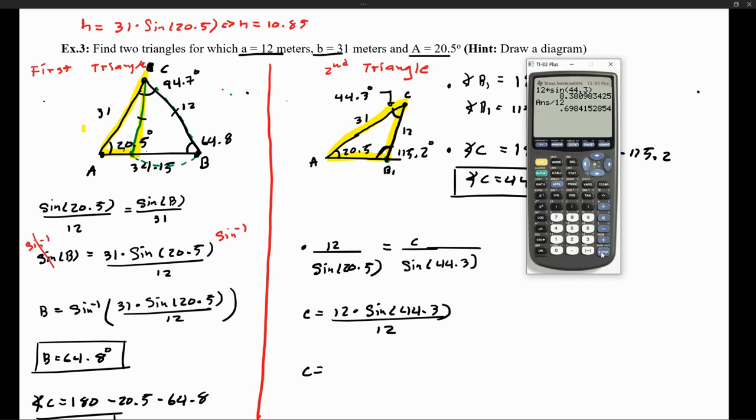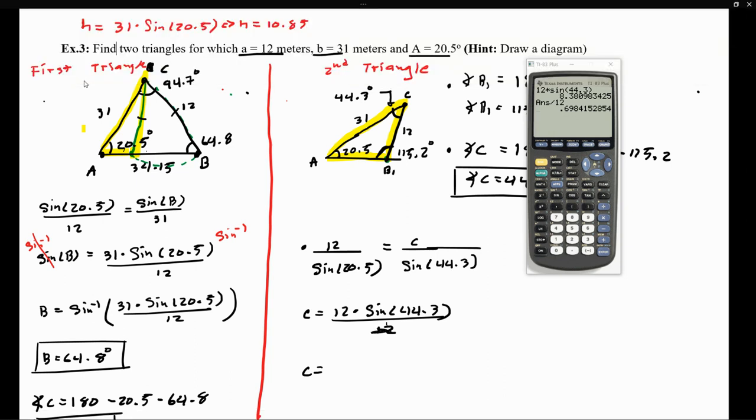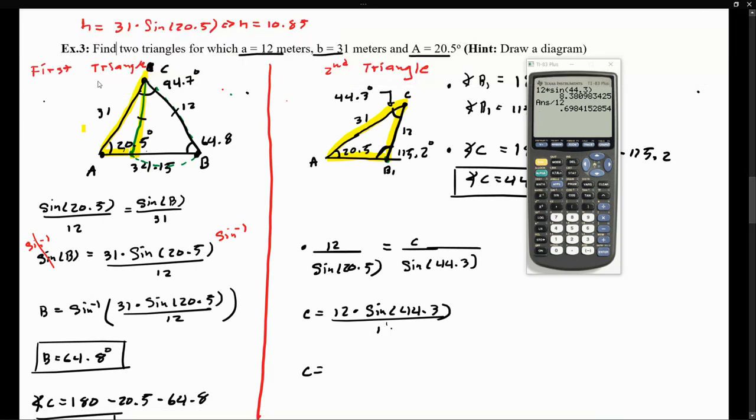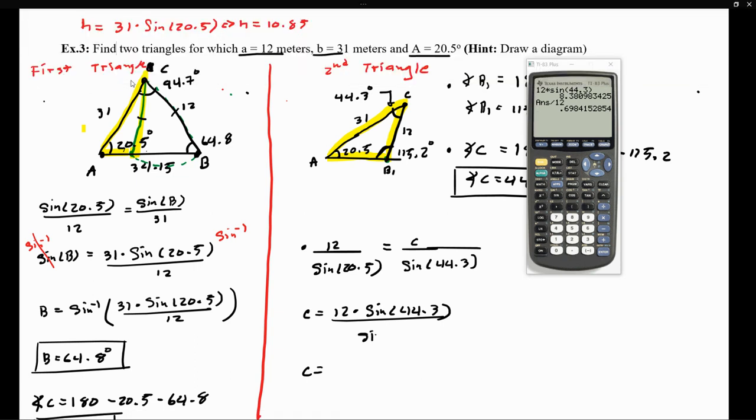I'm sorry, that's my mistake. This is not over 12. This should be over the sine of 20.5. Because if we cross multiply, we're going to have 12 times the sine of C equals sine 20.5 times C. So we're going to divide by the sine of 20.5 in order to get C by itself. So the sine of 20.5 will be in the denominator.